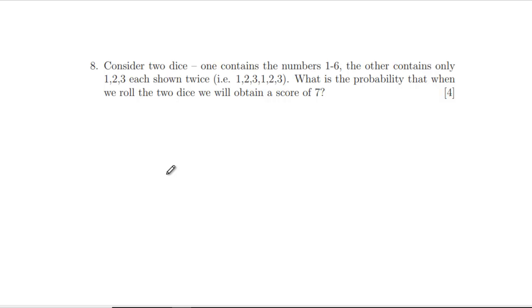Right, consider 2 dice. One contains the numbers 1 to 6, the other contains only 1, 2, and 3 shown twice. What's the probability when we roll 2 dice we get a score of 7? So we can either have a 1 plus a 6, a 2 plus a 5, or a 3 plus a 4. So that is a third times a sixth each time, so multiplied by 3, which is a sixth. Again, 4 marks. Wow. I suppose you've got to take them where you can get them.